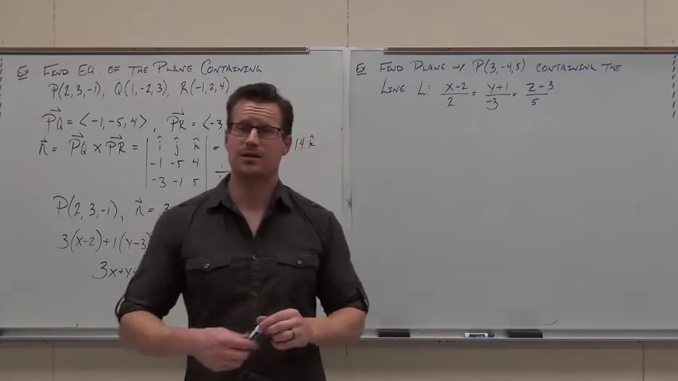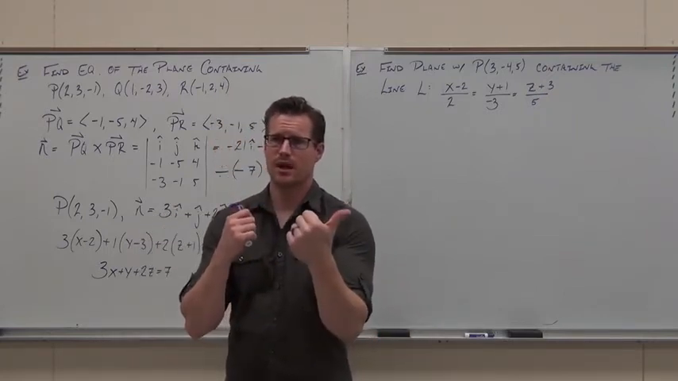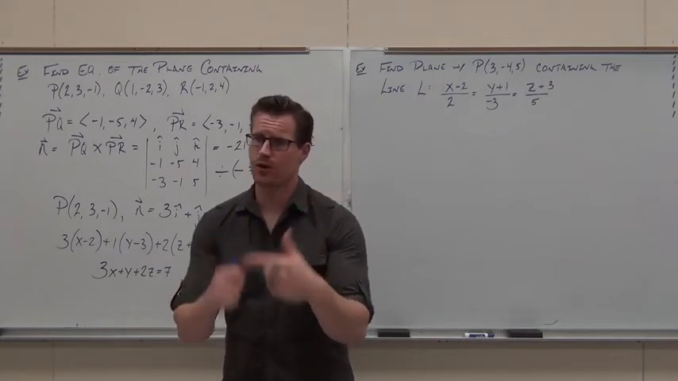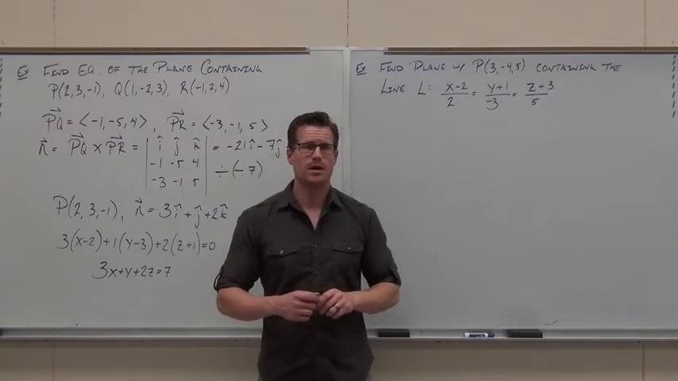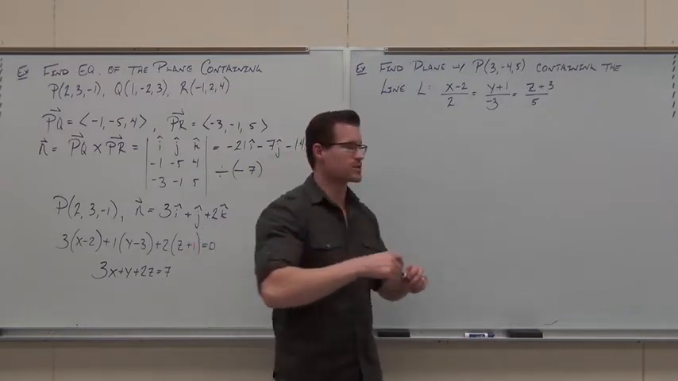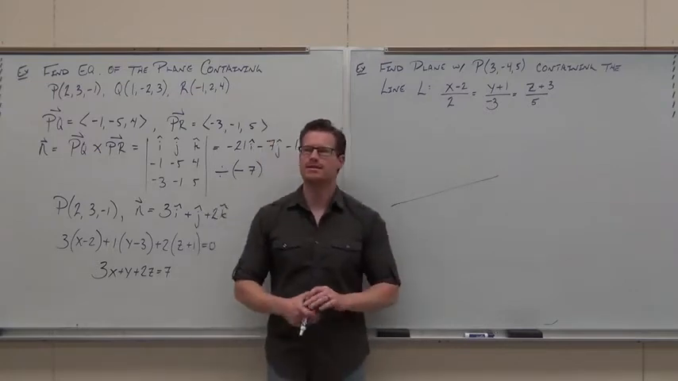Now we need a few things, right? We need a few things for a plane. We need a point and we need a normal vector. True or false? This has a normal vector in it. No. If the plane contains a line, so if this is my plane, I draw my line, tell me what that line is giving me.